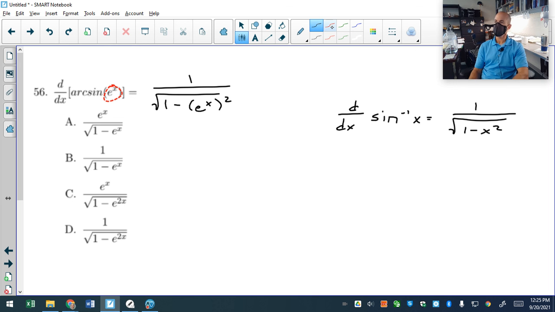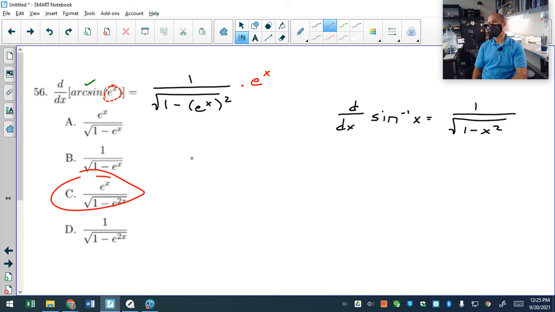And then, now, we multiply by the inside. What is the derivative of e to the x? E to the x. So which of these 4 is that? C. Remember, a power to a power, you multiply.